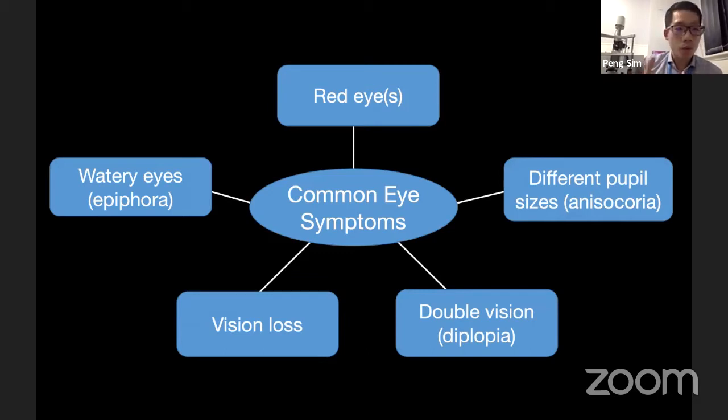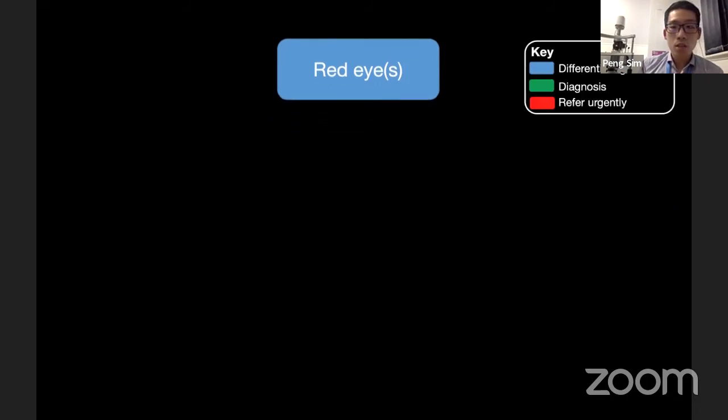And what I'll be going through in the next few slides again are the diagnostic algorithms. So you can use them as a systematic framework, which will hopefully help to differentiate the common eye symptoms you see in everyday practice, especially in A&E or GP. So we'll start with red eye.